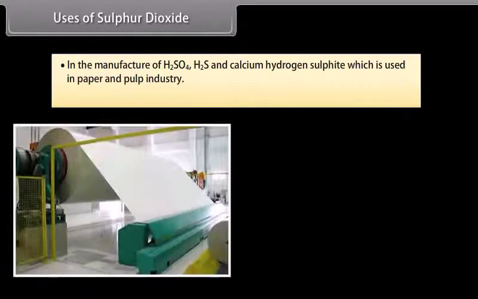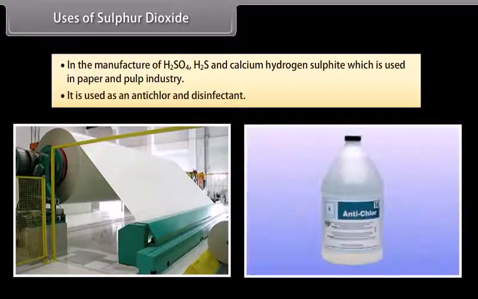Uses of sulfur dioxide. The important uses of sulfur dioxide are the following. In the manufacture of H2SO4, H2S and calcium hydrogen sulfite, which is used in the paper and pulp industry. It is used as an anti-chlor and disinfectant.